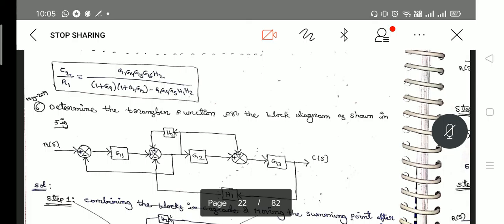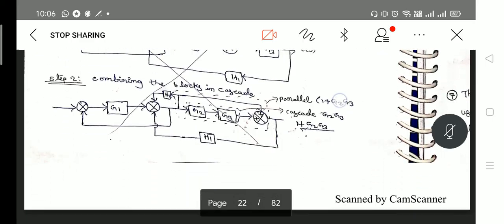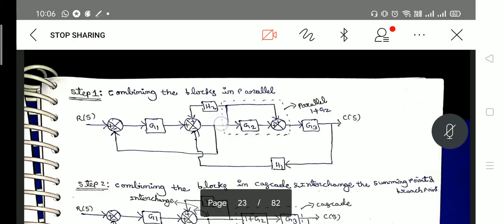This problem came last year in the previous question paper, the 2019 May question paper. Determine the transfer function for the block diagram as shown in the figure. Okay, he has given this block diagram for reduction. From this, step 1 is we have to take these two blocks as parallel. These two blocks are in parallel. So I am taking these two blocks as 1 plus G2.